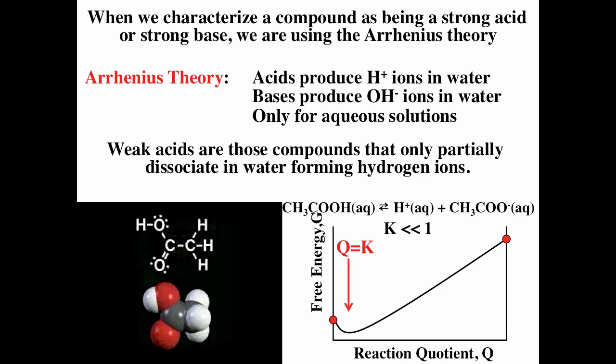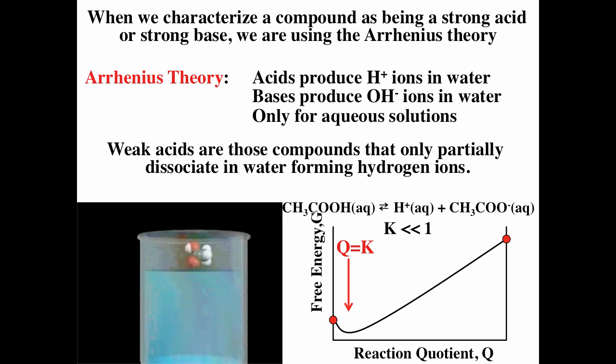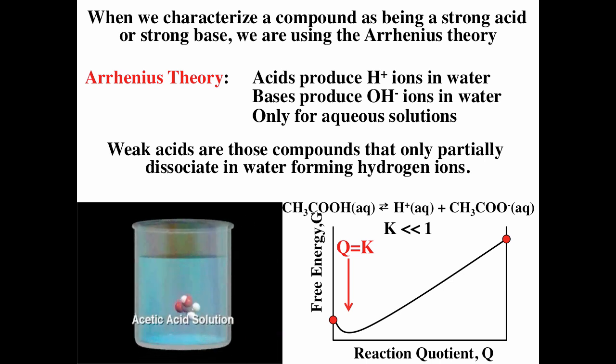Now for weak acids, only a small fraction of those molecules actually dissociate. Acetic acid is the major ingredient of vinegar. When acetic acid is added to water, it is not completely ionized. It is therefore termed a weak electrolyte or weak acid. Strong electrolytes completely dissociate into ions. For weak electrolytes, only a small fraction actually dissociate into ions. And so all weak acids are weak electrolytes, and all strong acids are strong electrolytes.